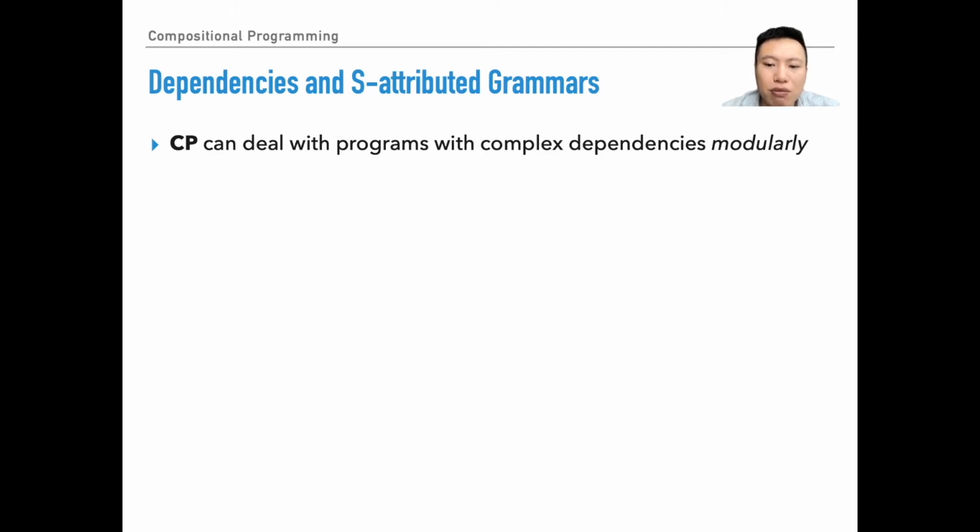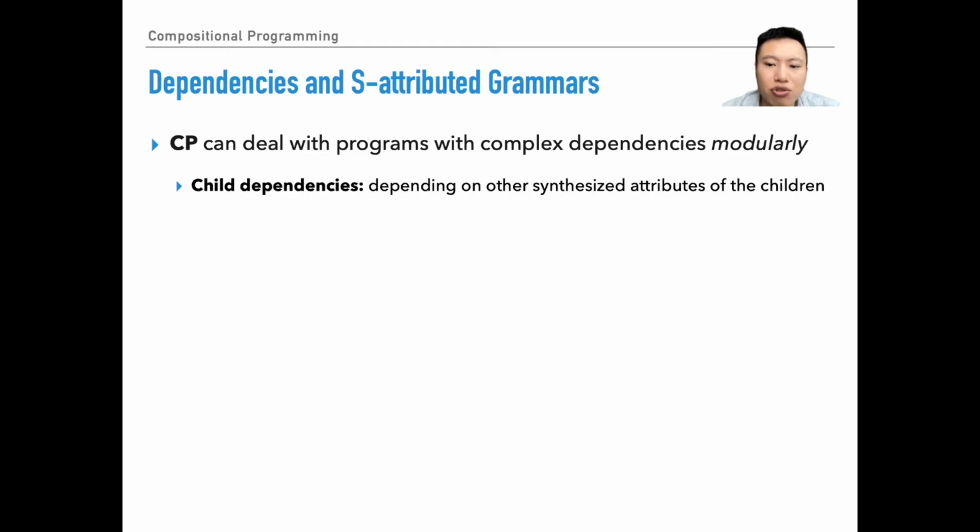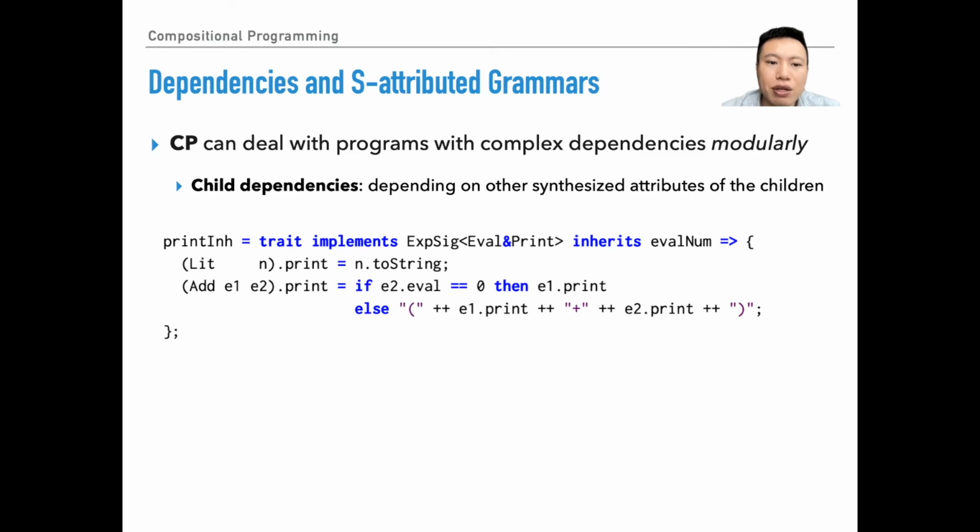We use examples from S-attribute grammar to illustrate different kinds of dependencies. The first kind of dependency is child dependencies, where an attribute depends on other synthesized attributes of the children. The example is a print operation that depends on the evaluation shown before. The dependency is expressed by instantiating the sort as eval and print, denoting that the trait implements both evaluation and print. By inheriting eval num, only printing needs to be defined.